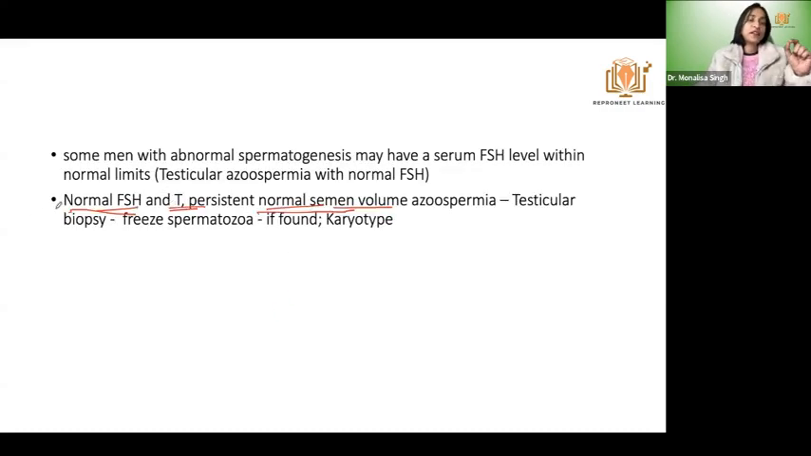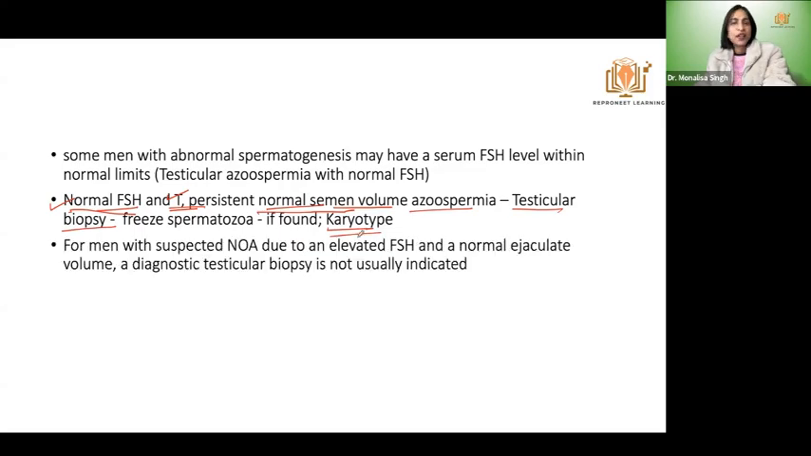And in a case of azoospermia, if FSH is normal, testosterone is normal, persistent normal semen volume is there, or maybe low sometimes, but there is azoospermia. And you really don't know what the etiology is, whether it is obstructive or it is testicular failure. In those cases, you do a testicular biopsy, but take a pre-procedure consent, pre-procedure counseling should be done, that if we find spermatozoa, we'll freeze it for ICSI, right? And then you do karyotype in these people. If you see spermatogenesis failure.